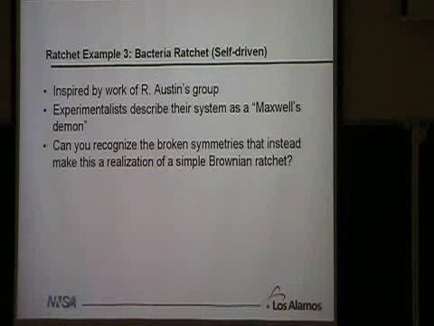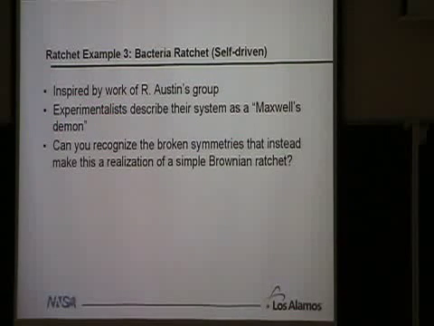Okay. All right, so now the final example, which everybody usually likes, is bacteria. And the bacteria ratchet is a case of self-driven particles. So, of course, the particles themselves break time reversal symmetry. And our work on this ratchet was inspired by work that you saw in Robert Austin's group. So if you have a chance to see him give a talk, it's very entertaining. He did a very nice talk on their work.